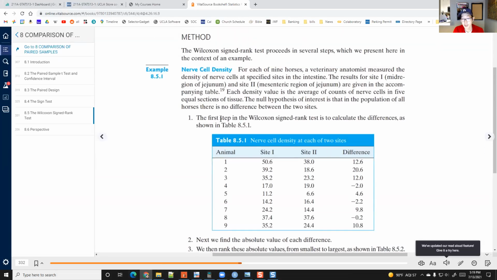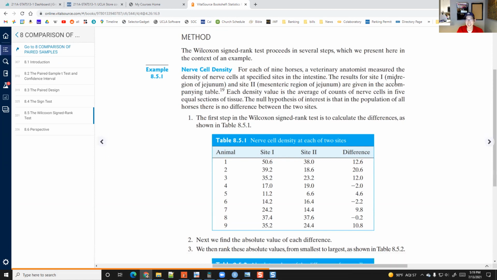All right, so here we're going to look at a sample. We've got 9 horses, and a veterinary anatomist, I don't know how to pronounce that word, measured the density of nerve cells at specified sites in the intestine. So I have no idea what this word is or what these even things are.